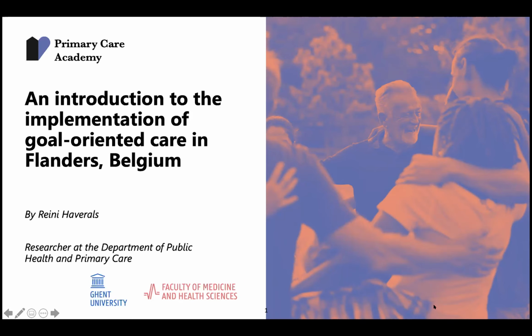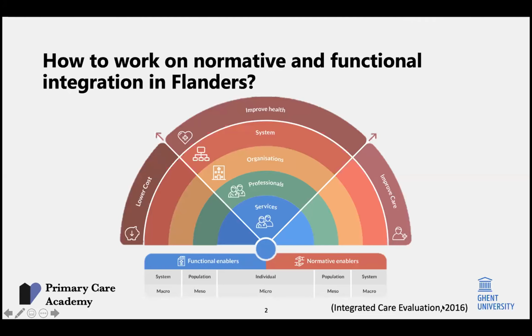And so during my presentation, I'd like to present to you two projects that show how we strive towards integration of goal-oriented care in the Flemish care system. And to show you the level and the type of the integration for both projects, I'm using here the model of Valentine as a visual. Important is that in both projects, we are paying attention to both functional integration and normative integration.